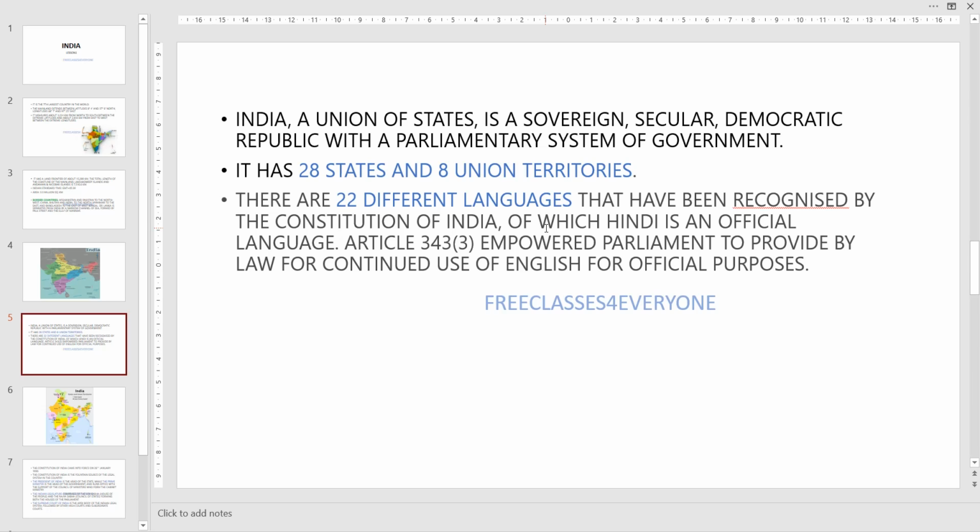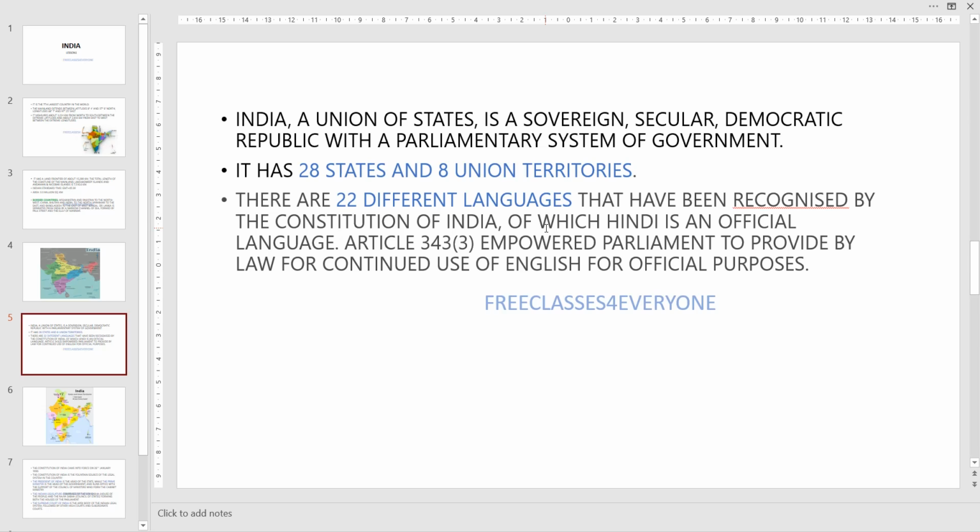Let it be MLAs, MPs, anyone. They keep on changing. We keep on electing them. It's not like a single person will be continuing for a lifetime. Okay. And we are having a parliamentary system of government. India has 28 states and 8 union territories.